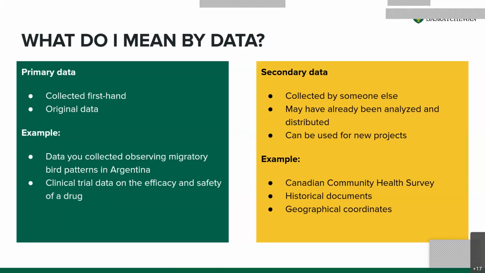Whereas secondary data might be collected by someone else, it might be collected by the federal government, it might be collected by a health agency, and that data has already been created, curated, analyzed in some way, which allows you to take that data and do work on it in the future. So we're really seeing two different types of data, the data you create yourself and the data you use by others to produce your own research or your own results.